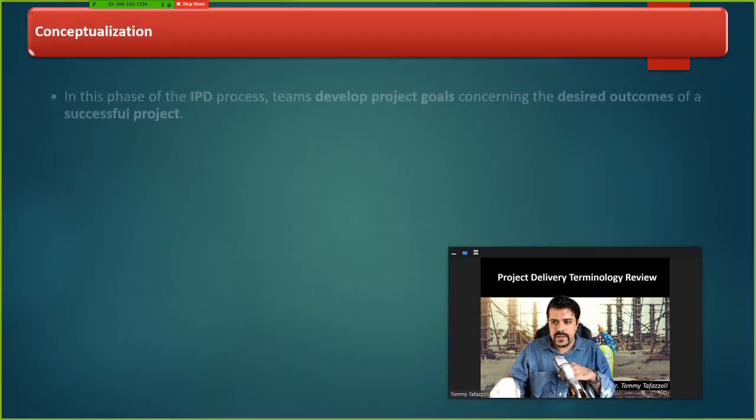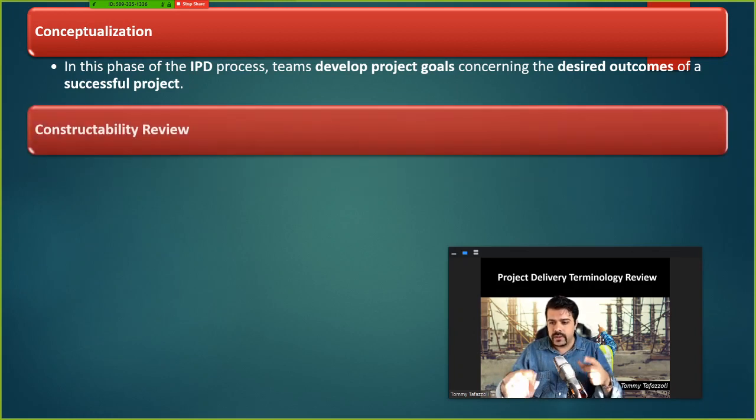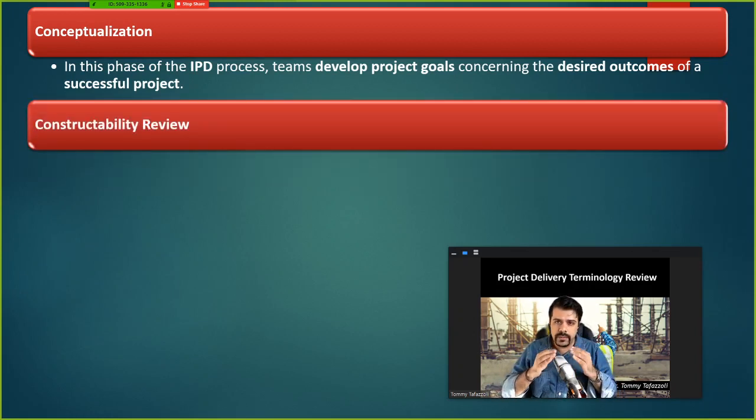All right, conceptualization is the process in IPD, Integrated Project Delivery, in which all the teams sit down together and develop project goals and the desired outcomes of the project, in a way, what outcomes should be achieved so the project could be called a successful project. So this is conceptualization of the project that obviously happens upfront, at the very beginning of the project.